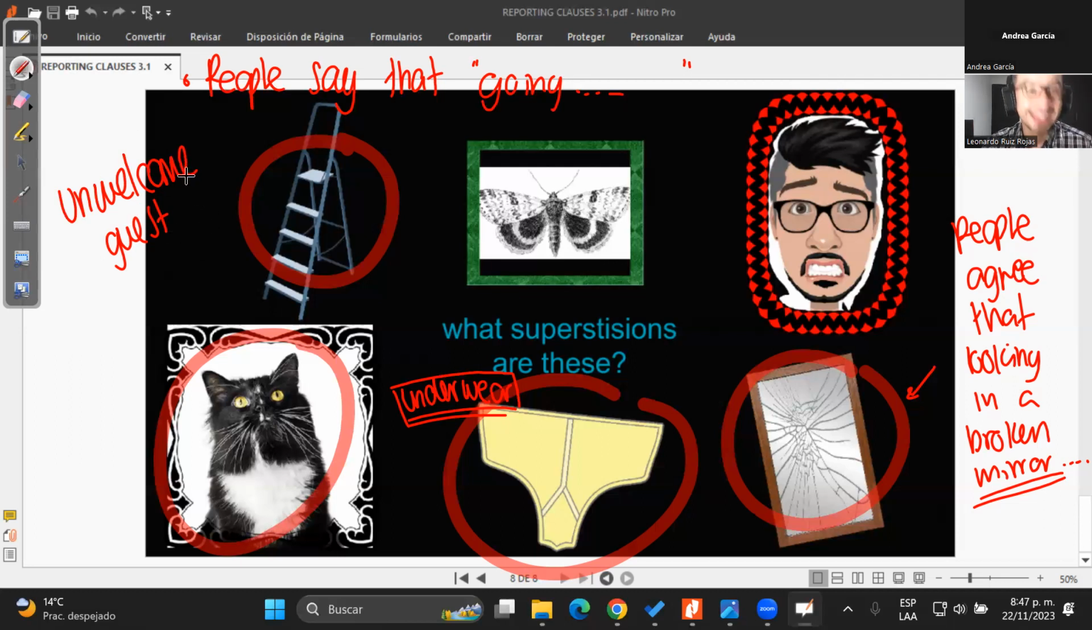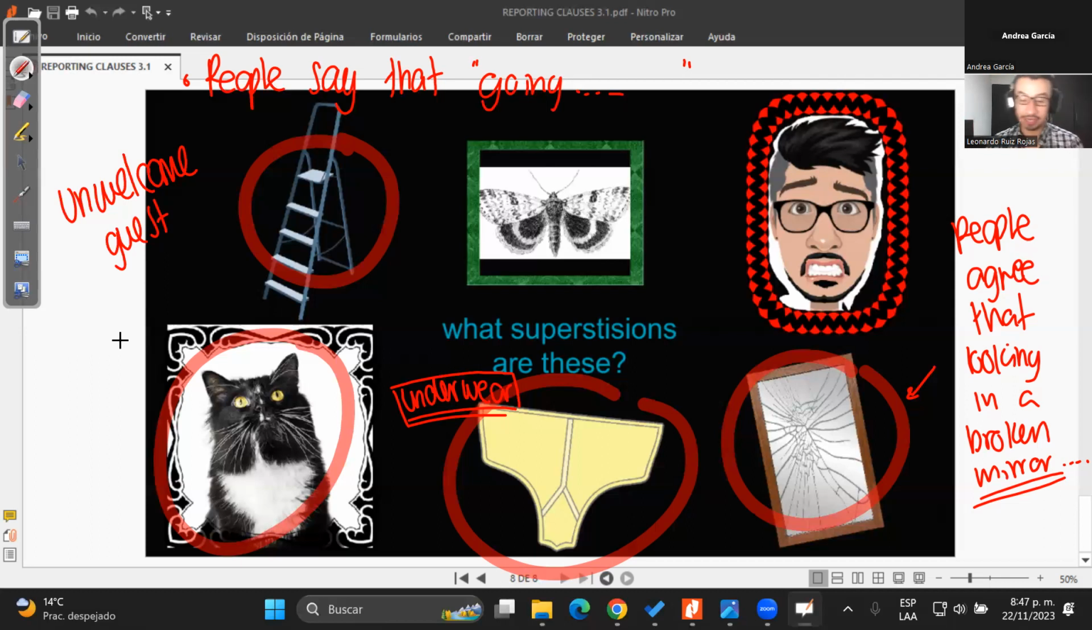To put the broom, ay, ¿cómo es que se dice atrás? Behind. Behind the door. Exactly like that, right? So the people believe that putting your broom behind the door is going to take unwelcome guests out of the house, no? Yes, teacher.